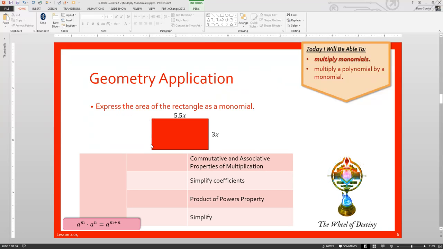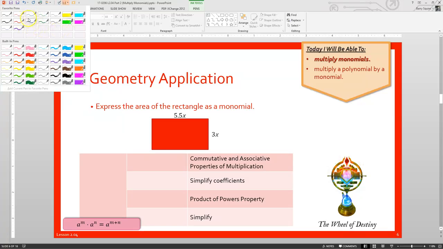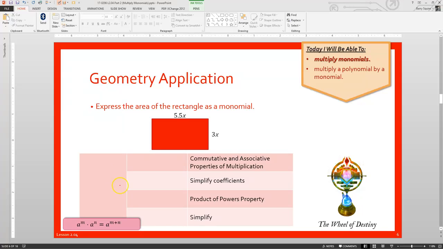So it's saying that we want to express the area of this rectangle as a monomial. Well, one of the things that we have to remember is that the area of a rectangle, we find that by multiplying length times width, or base times height. Either way. So what we're looking at here is basically doing 5.5x times 3x.